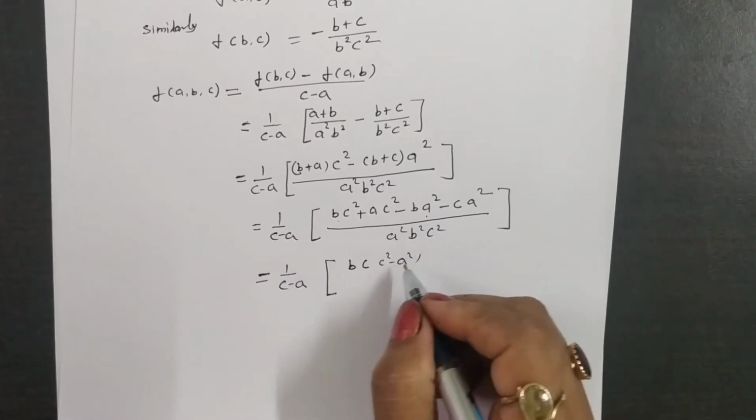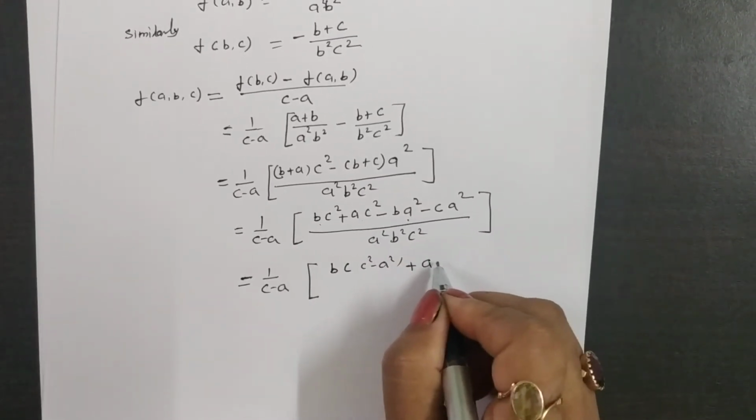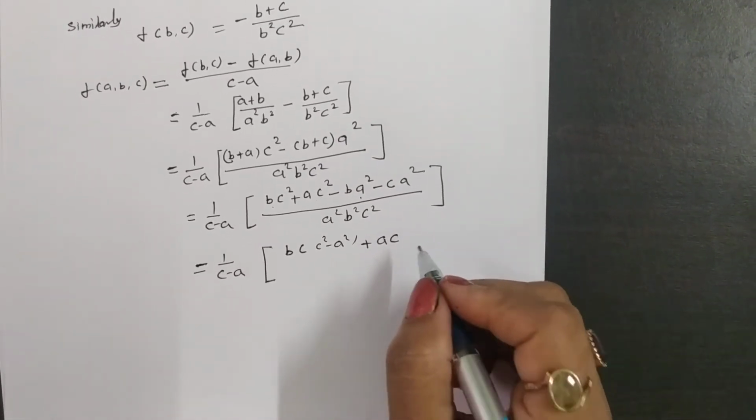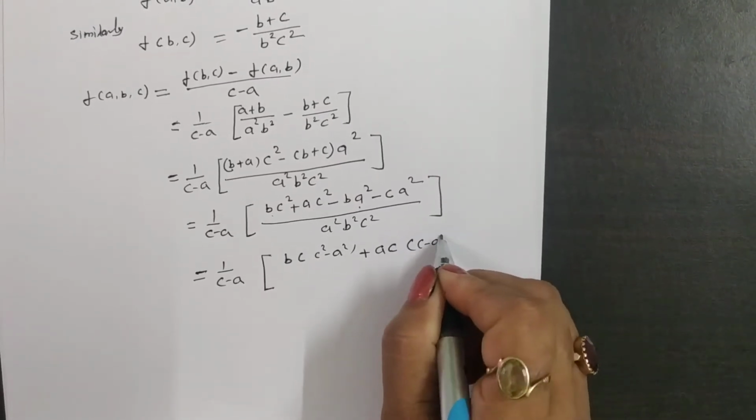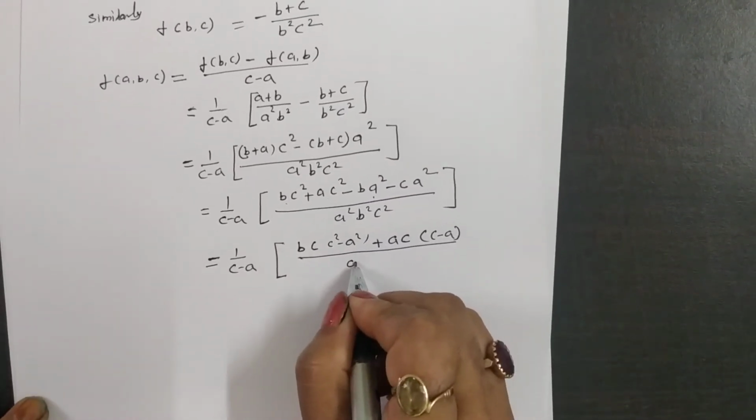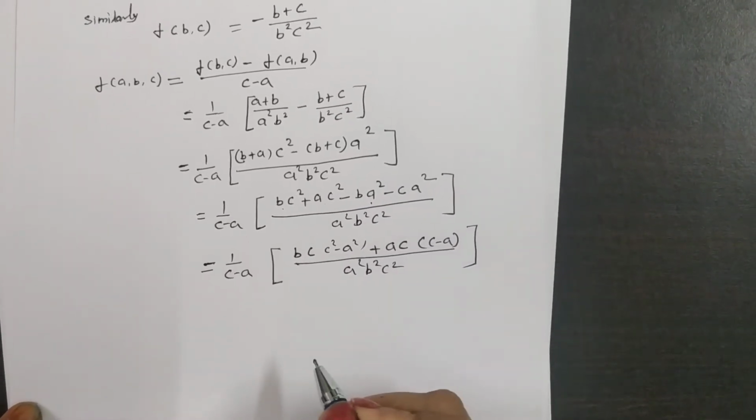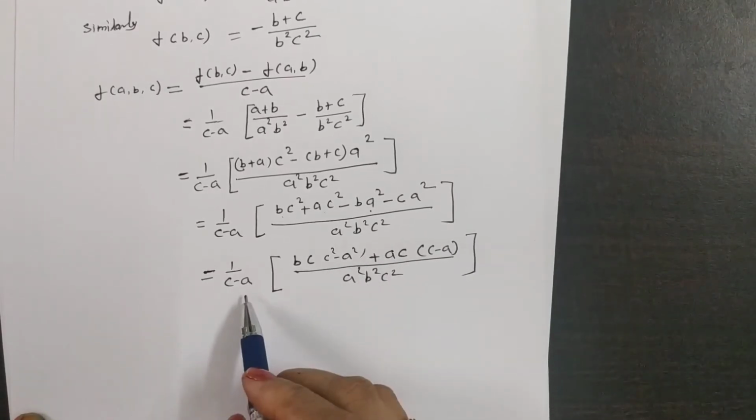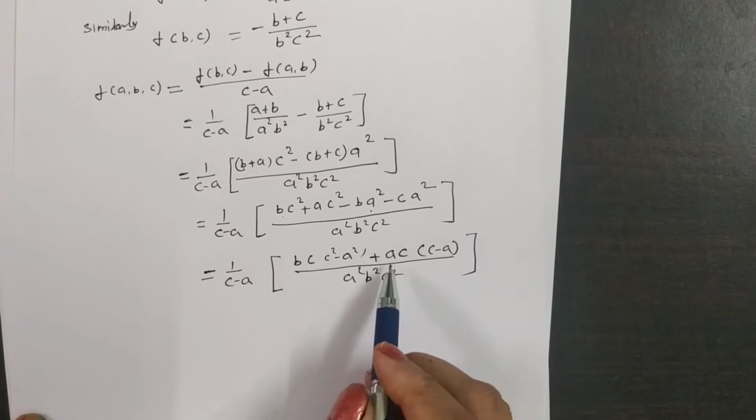Now plus ac from this and this, you can take ac, and ac is equal to this multiplied by c minus a, divided by a square b square c square. Now this can be written as b, c minus a is common here, which cancels out, then here becomes c plus a, and here again becomes ac.